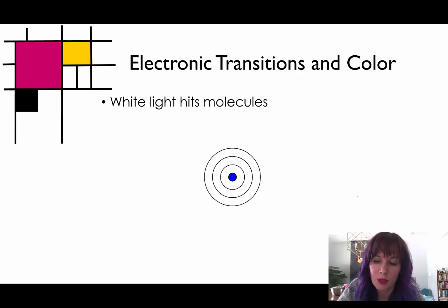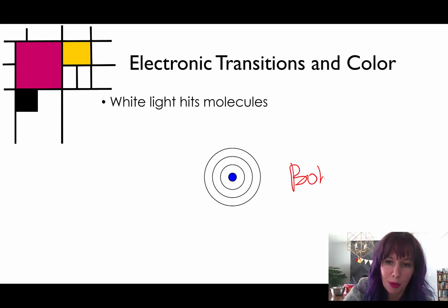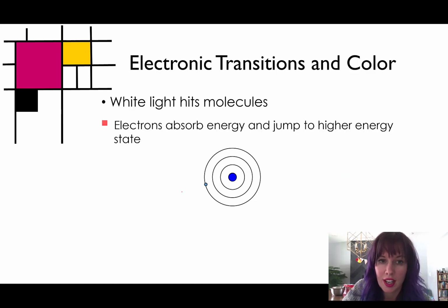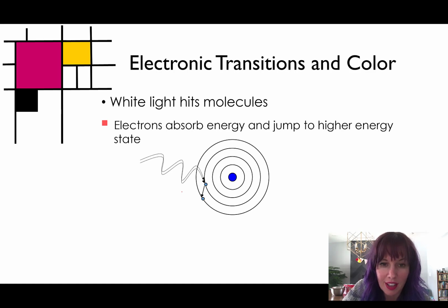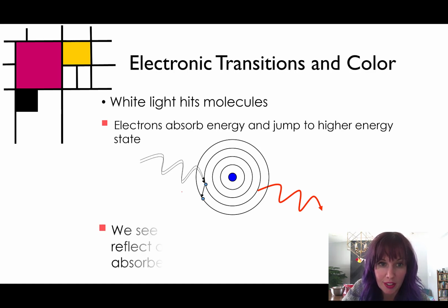Okay, so just to review again, remind you what an electronic transition is. So this again is a very crude Bohr model. That electron can absorb energy. So here's white light, and white light has a bunch of different wavelengths. And the specific wavelength that has the correct energy for this energy difference will excite an electron from the ground to an excited state. And then the other wavelengths of light that are not absorbed will be transmitted, and we will see color.